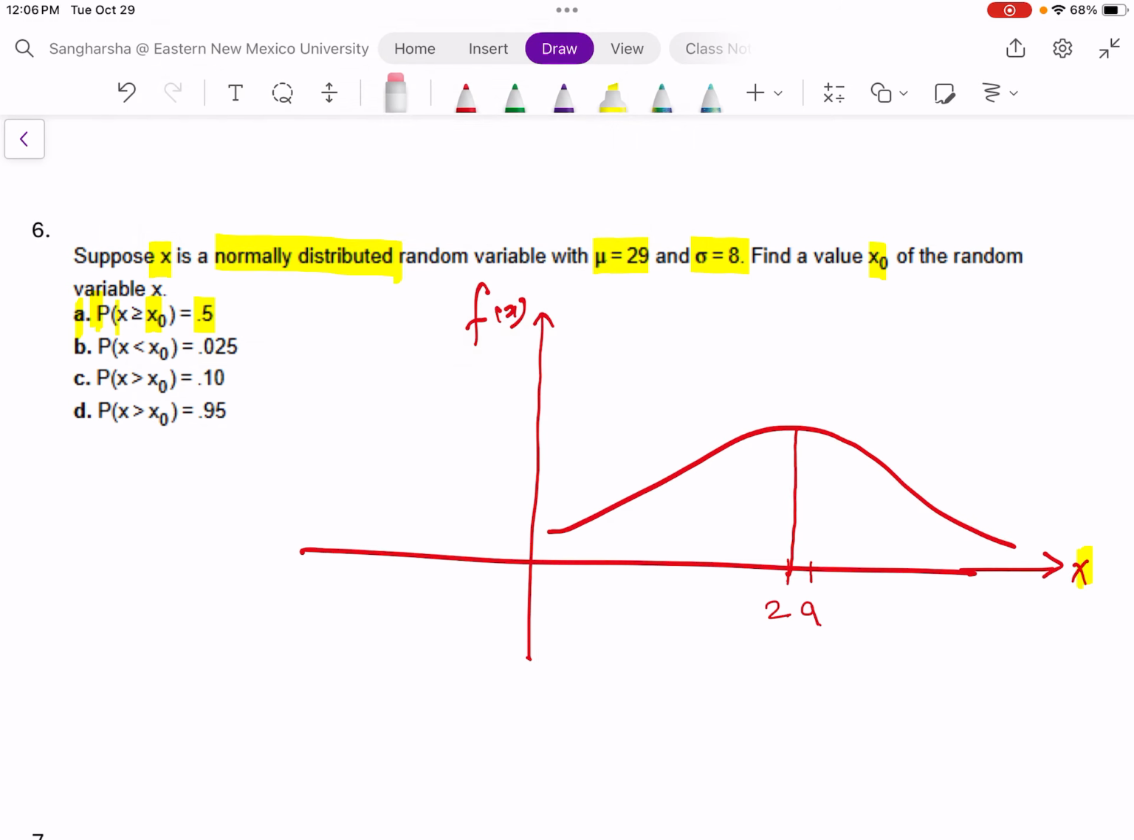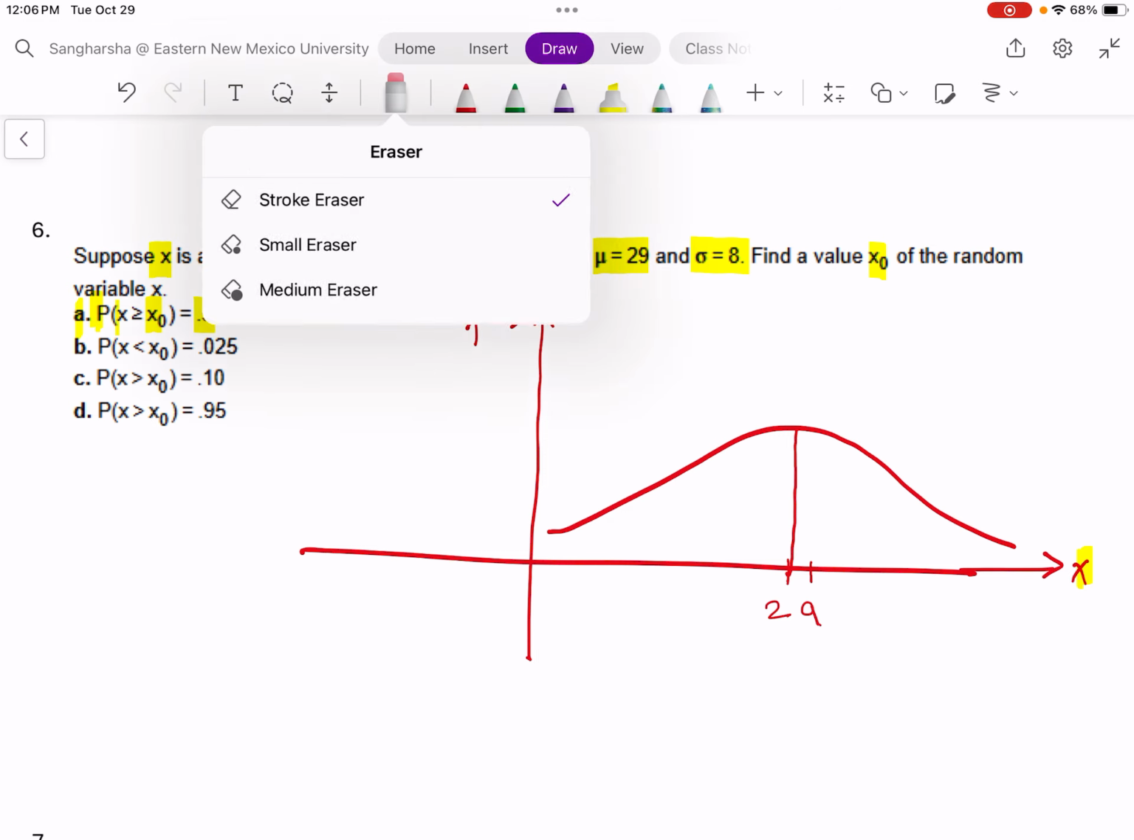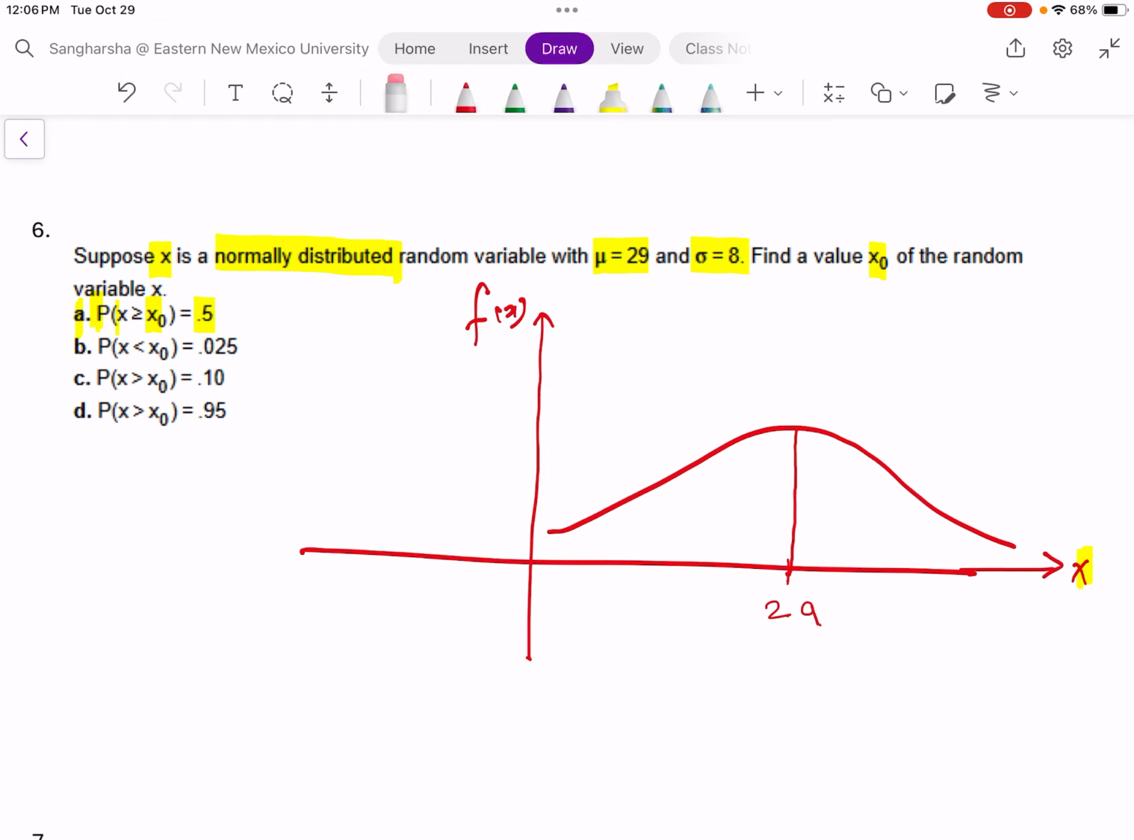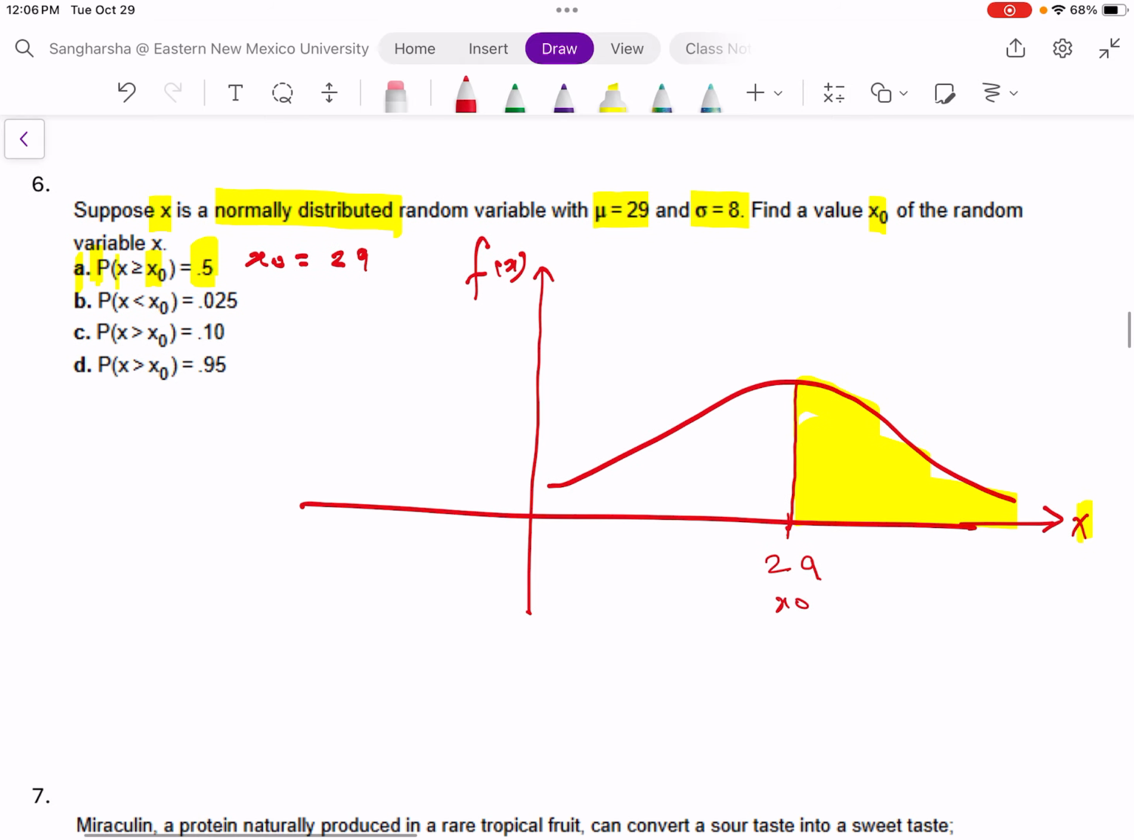So our x naught is 29. And the reason is that the probability on the right of 29 is equal to 0.5, which is given to us. So this one is easy. We don't need to show any calculation. x naught is equal to 29. Now let me do part B.